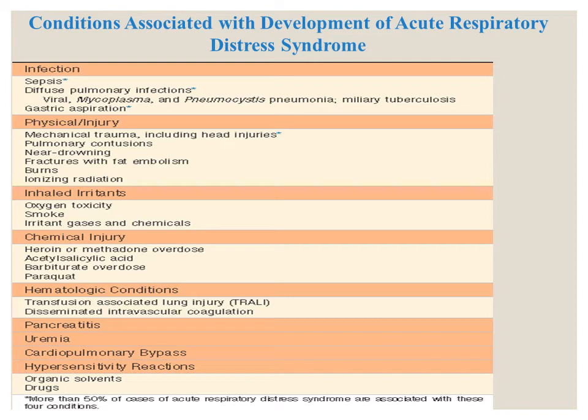Among the infections, there are diffuse pulmonary infections, and among the physical injuries, as I've already mentioned, radiation, fractures with fat embolism, and mechanical trauma. Among the chemical injuries, heroin or methadone overdose, acetylsalicylic acid, and barbiturate overdose. And among the hematological conditions, DIC is the most common cause that may lead to the development of ARDS.